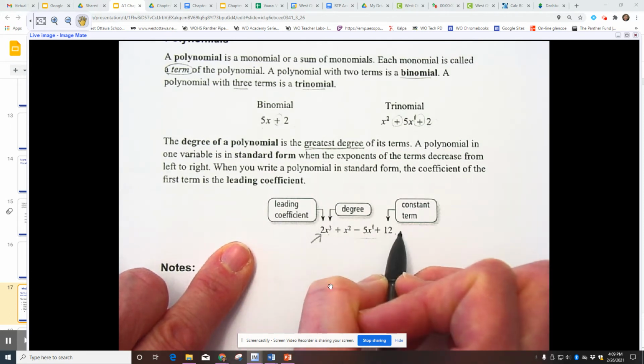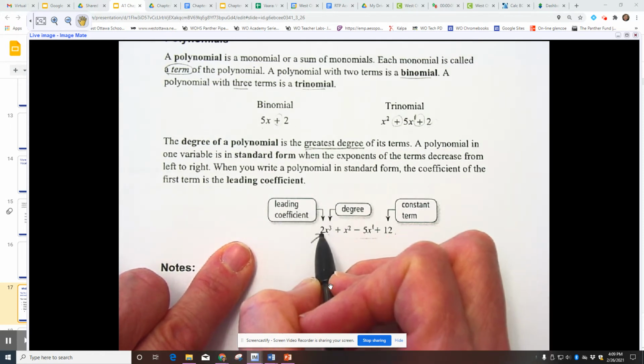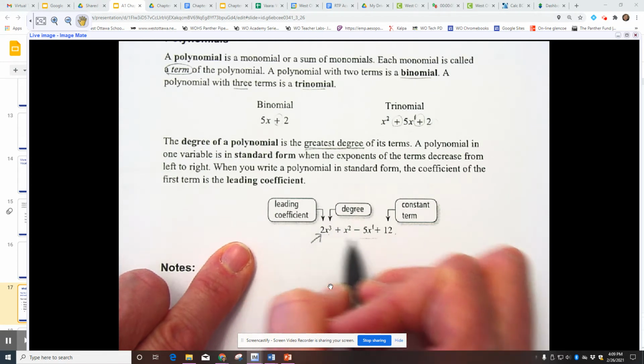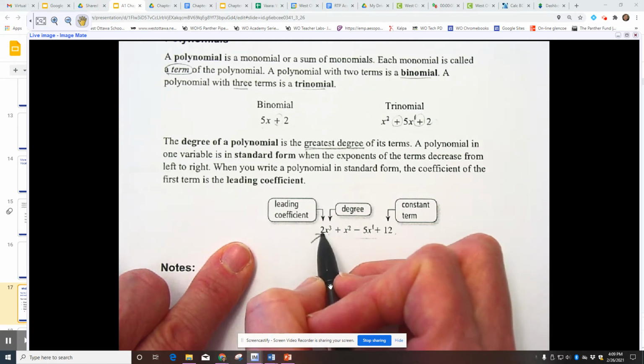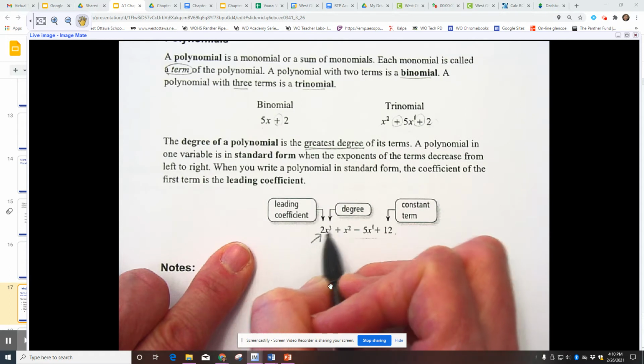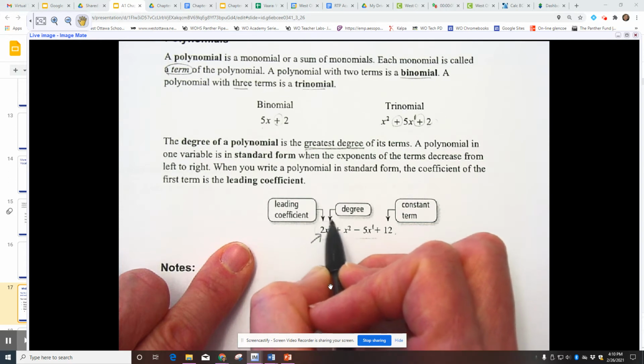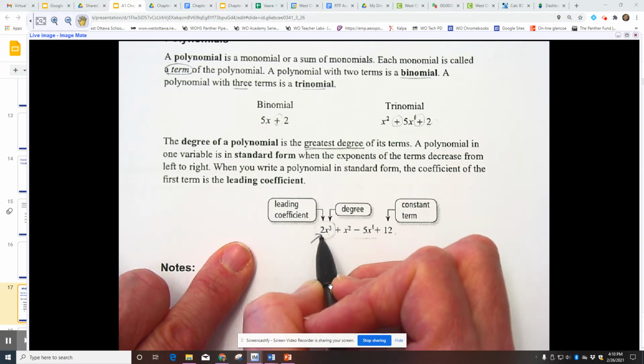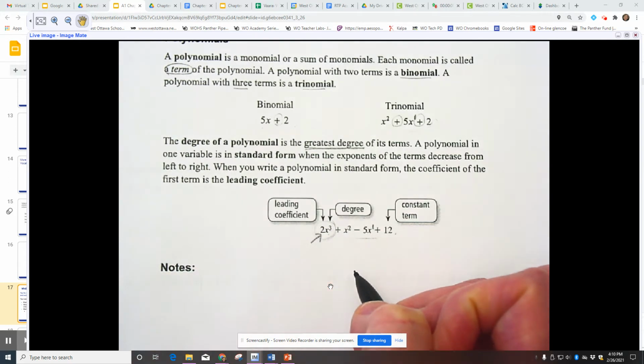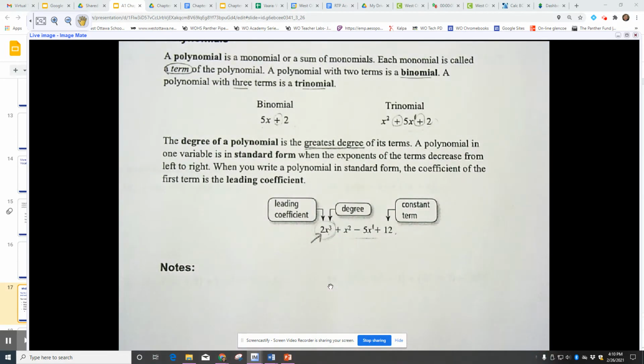It's the line leader, right? So the name makes a lot of sense. Got to be in standard form first, then you find your leading coefficient, then you find your degree. So the degree and the leading coefficient are always going to be on that first term once you put it in standard form. So let's look down at the bottom at some examples here.